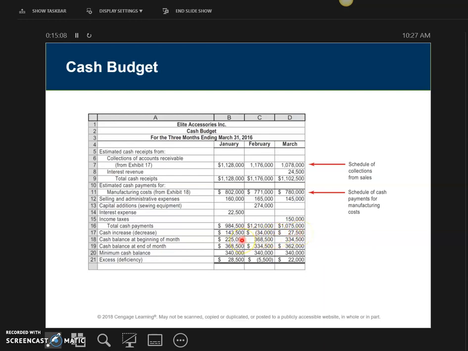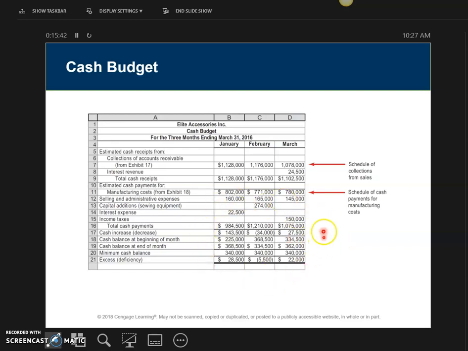Here's my cash at the beginning of January plus the 143,500 tells me how much cash I have at the end of the month. By the way, the minimum I want to keep is 340,000, so I subtract that, and now I have an excess of 28,500. So keep in mind, when I get down here, the cash balance at the end of January is going to be the cash balance at the beginning of February. And the end of February will be the beginning of March. So pay attention to this.